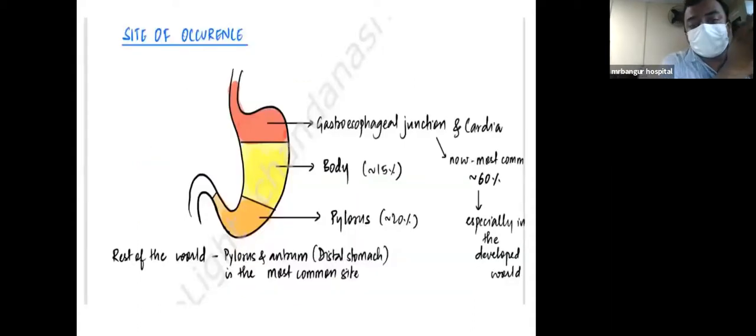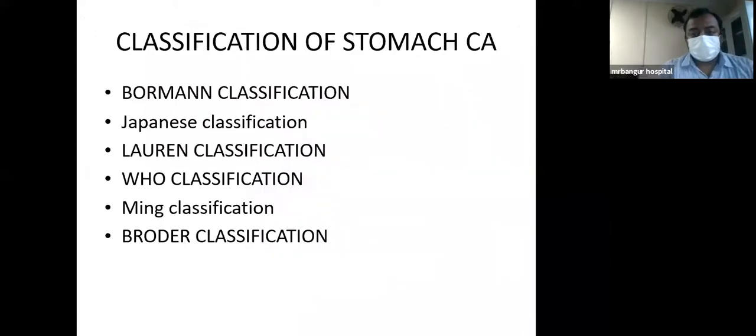Now, site of occurrence. It has been found that the disease has different sites of occurrence in the developed world and in developing countries. In the developed world, most commonly, in 60% of cases, the gastroesophageal junction and cardia is the most common site. Whereas in developing countries, the pylorus and the antrum is the most common site.